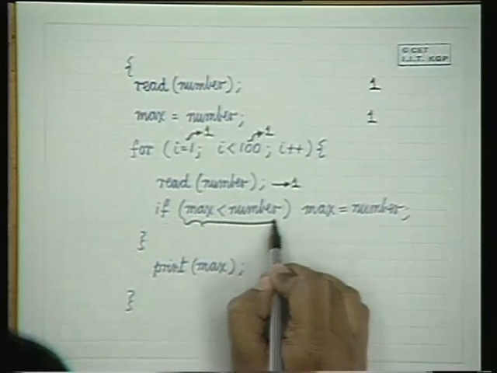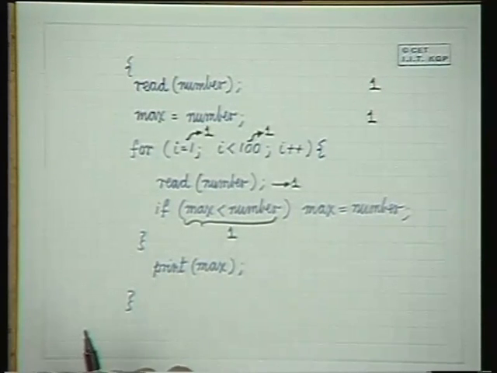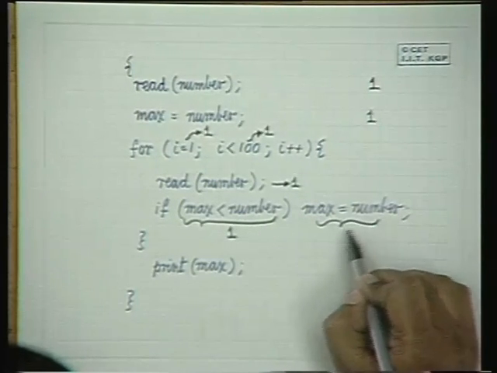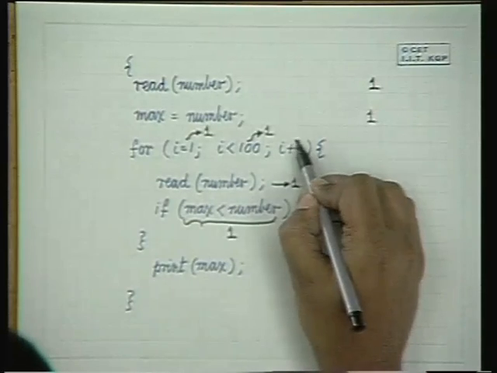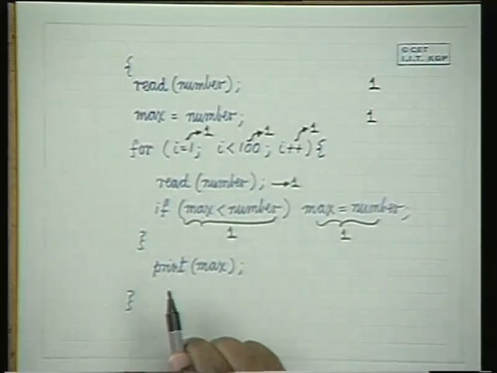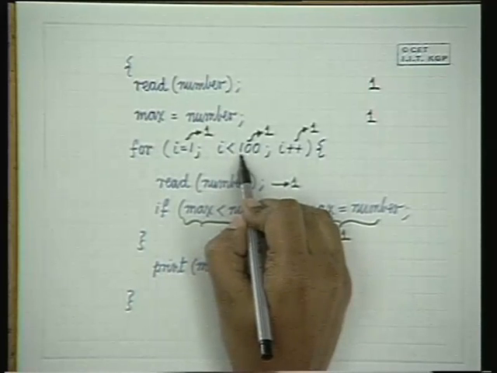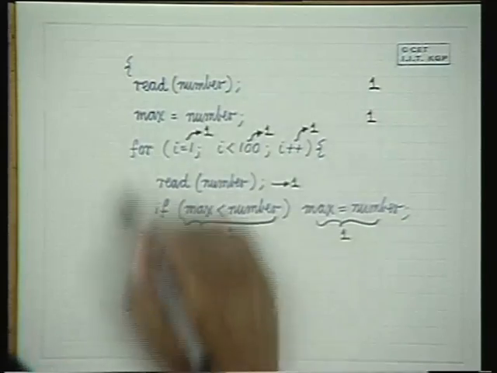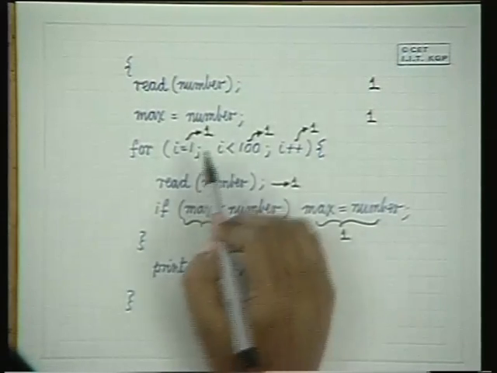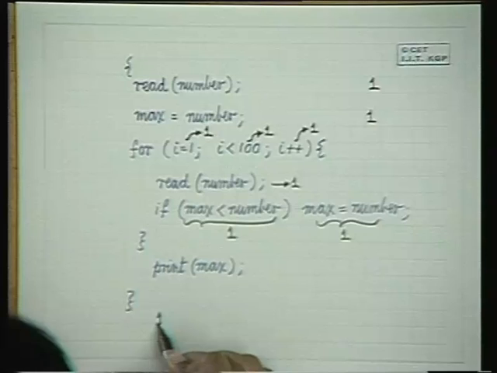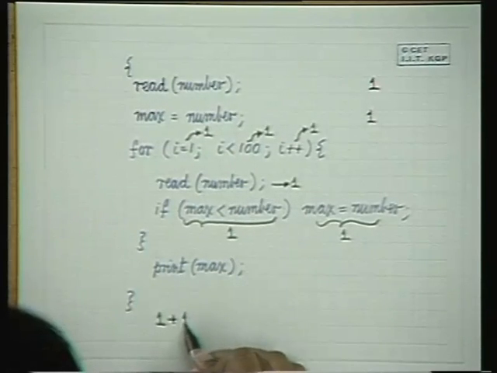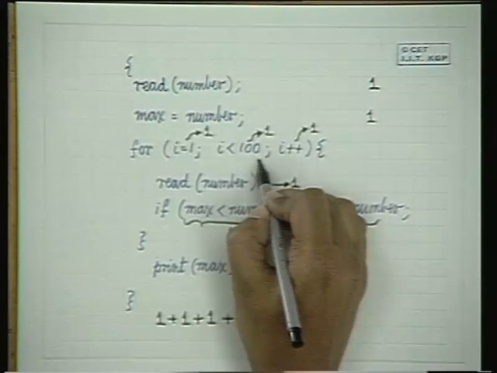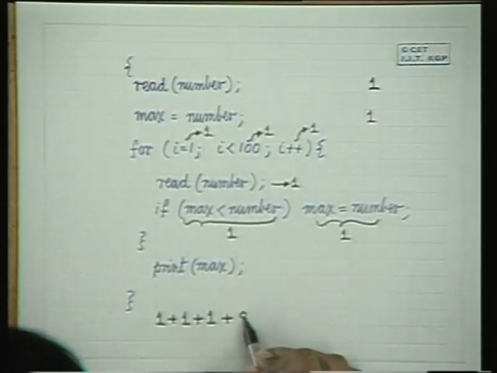This will take 1 unit of time. And if this is true, in the worst case, this will take 1 unit of time. It will go back and this will take 1 unit of time. Then again this comparison will come, and you go on doing this 100 times. So this will be done once, this will be done once, this will be done once. This statement will be executed how many times? 99 times.